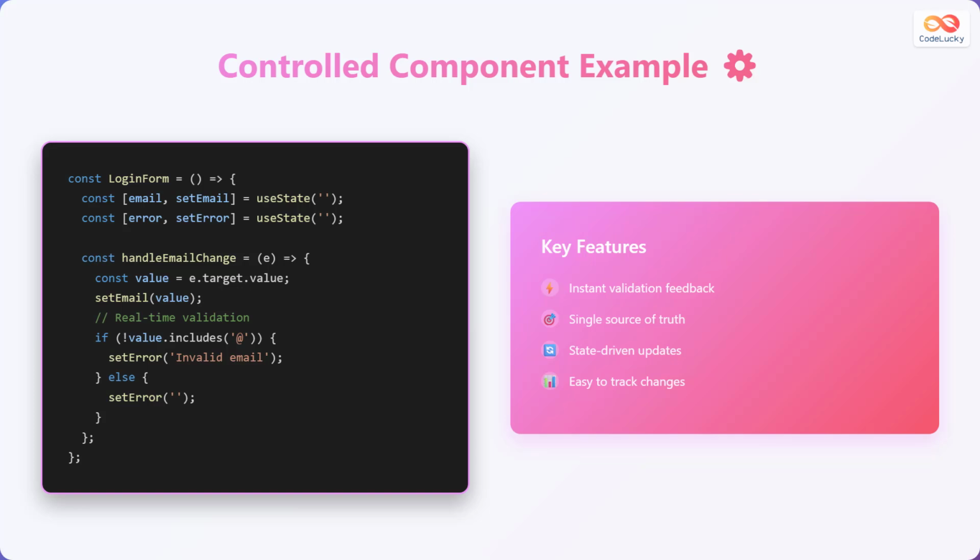Here are some key features of controlled components. They offer instant validation feedback, act as a single source of truth, enable state-driven updates, and make it easy to track changes.